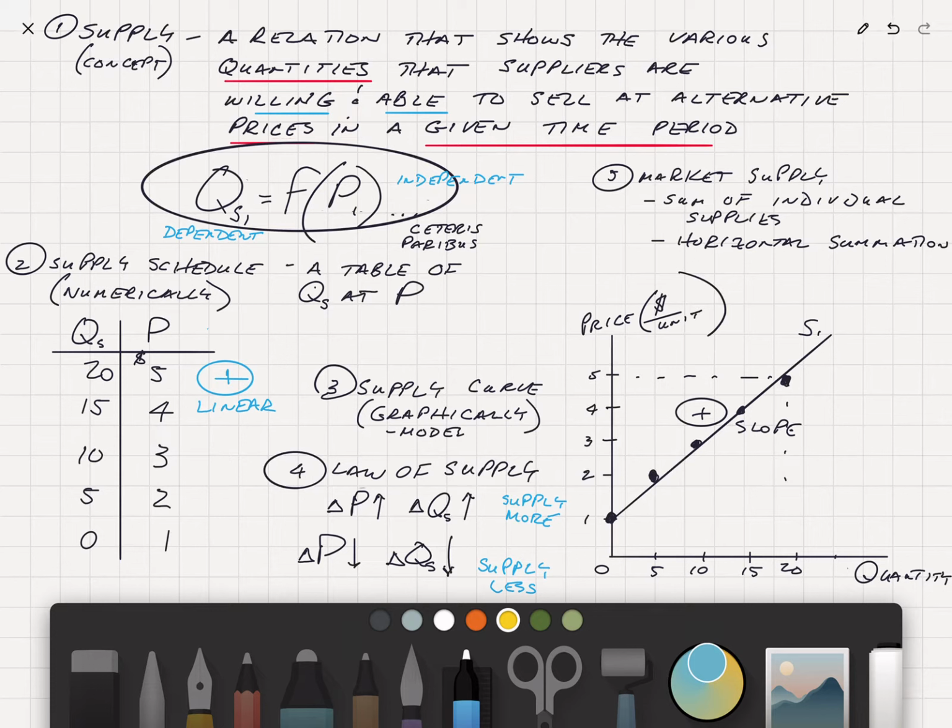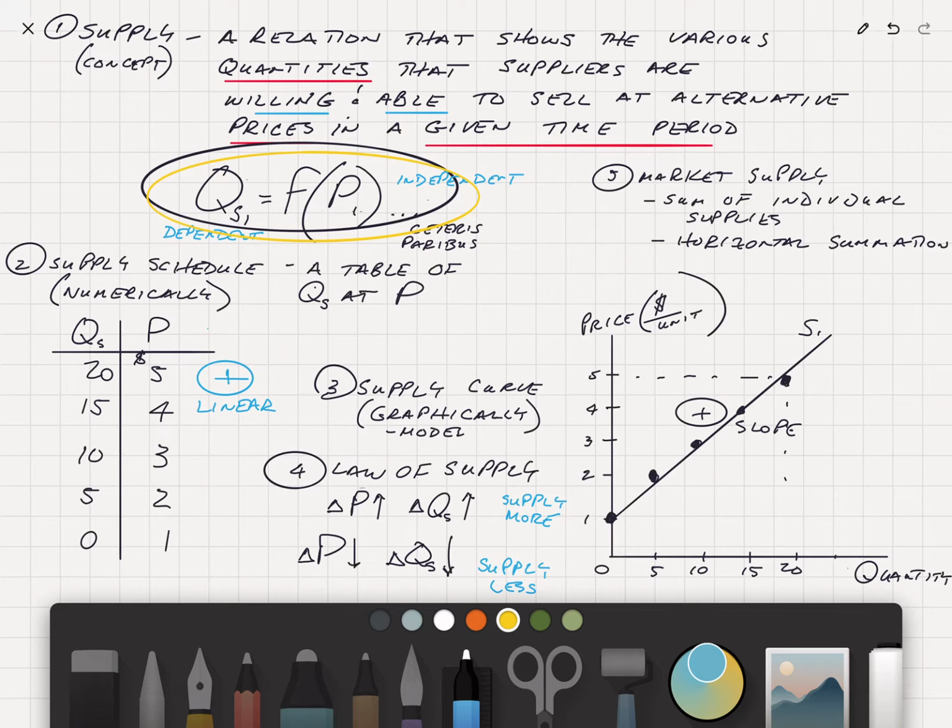Remember the 6 levels of analysis. We're going to talk about 5 of those levels today. The first level is just looking at it conceptually. Supply is nothing more than a relation that shows the various quantities that suppliers are willing and able to sell at alternative prices in a given time period. I've underlined 3 key phrases or words in red, and I'm taking those down here and following with my trusty yellow pen. And let's focus on this circle right here.